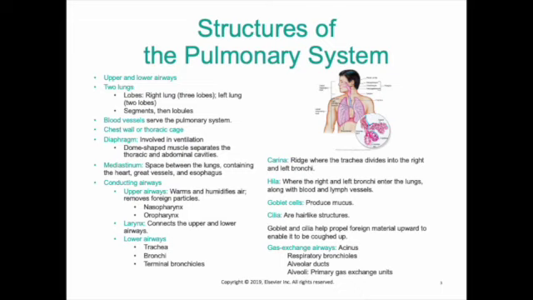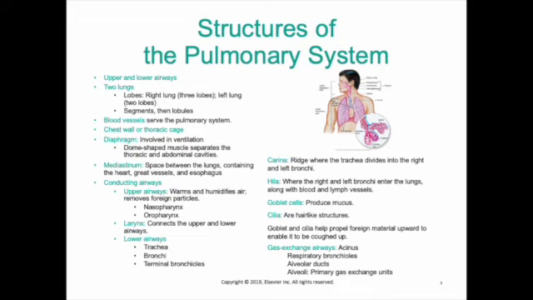Now looking at the structures of the pulmonary system, we know that we have two lungs. We have the upper and the lower airways. We have blood vessels that bring blood and nutrients to these structures, the diaphragm and the chest wall, which we also call the thoracic cage. If we further differentiate the lungs, we have a right lung, which consists of three lobes, and a left lung, which consists of two lobes. Each of these has segments, and then we have lobules.